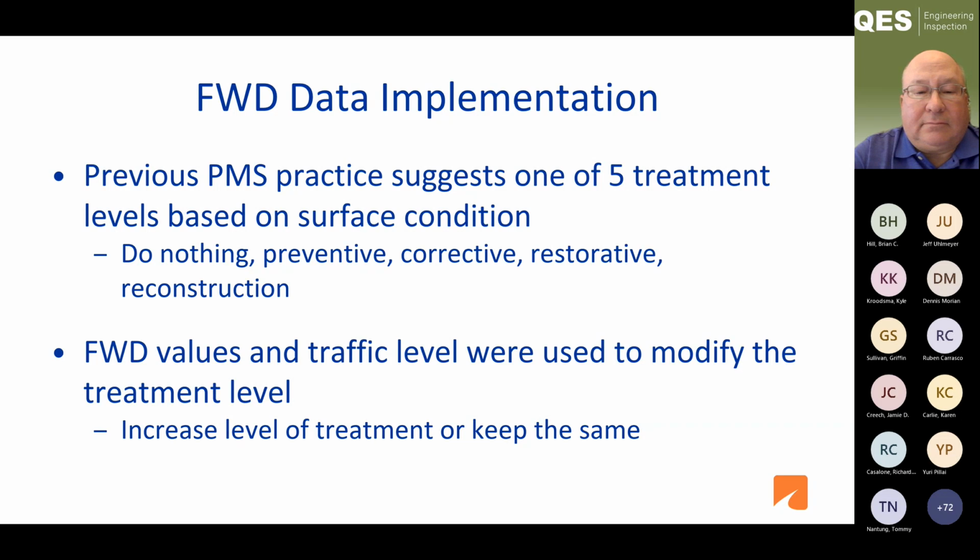As far as the FWD data, the FWD values and the traffic level were used to modify the treatment level. So we chose to either increase the level of treatment, let's say if the surface condition said do nothing and FWD showed a structural issue, we could have chosen to increase that level of treatment by one or two steps or keep it the same.